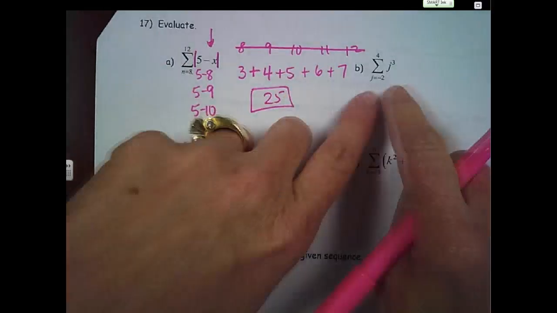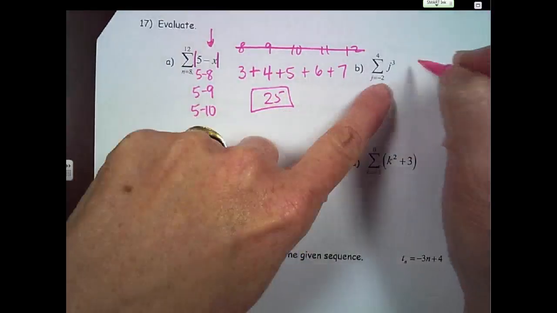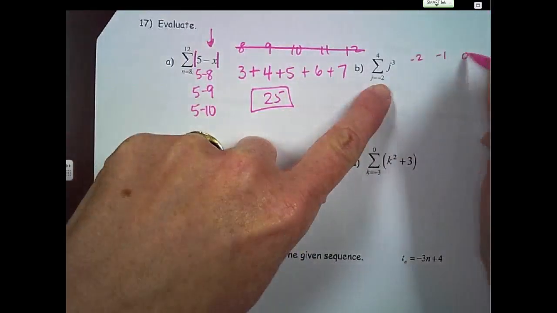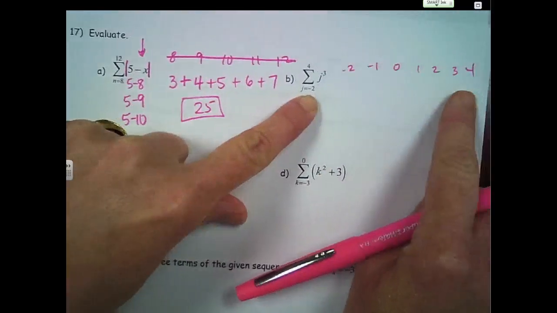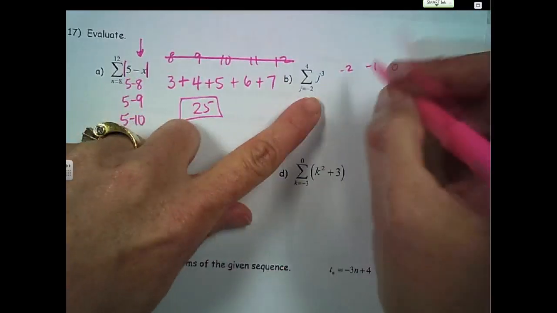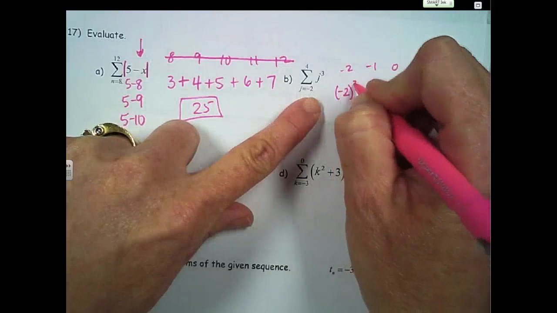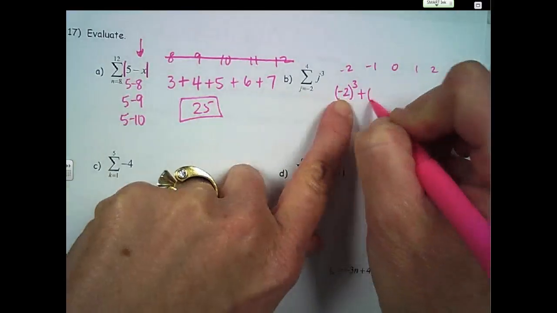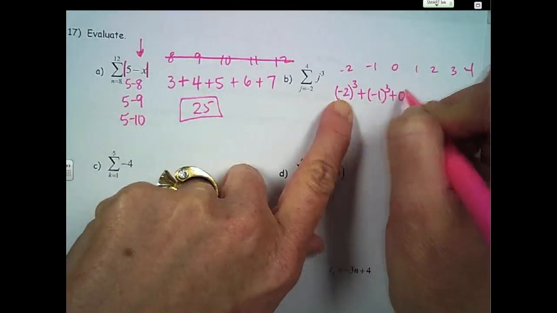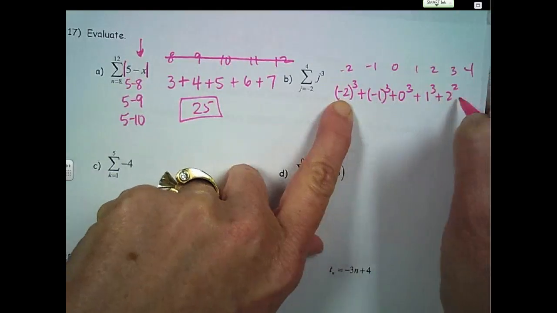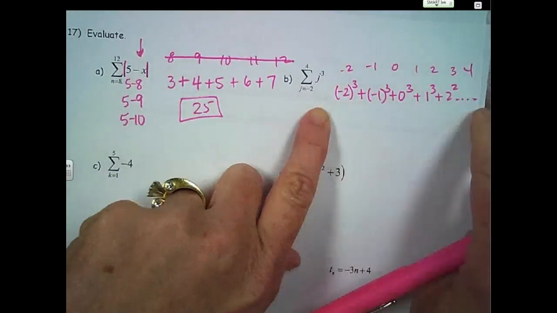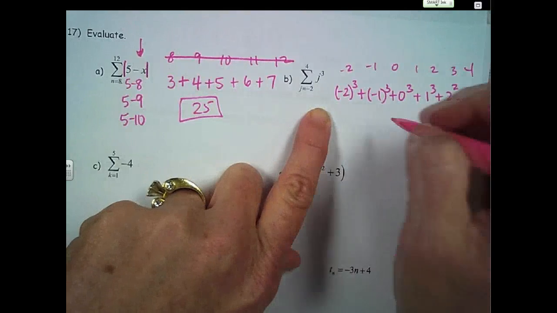Okay, now this one, same thing. You're going to have to plug in negative 2, negative 1, 0, 1, 2, 3, and 4, all of those numbers into j cubed. So don't forget to put parentheses around negatives. So you're going to do this number plus, and so forth. Go all the way. You add them all up and you get 91.